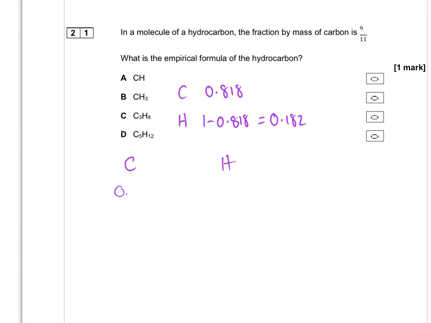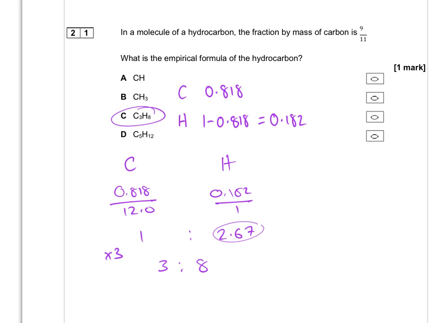So we've got 0.818 divided by 12 and 0.182 divided by 1, which gives me a 1 to 2.67 ratio. If you times them by 3, that's the smallest number you would have to times this by to get a whole number, and then you get a 3 to 8 ratio, which gives us answer C.